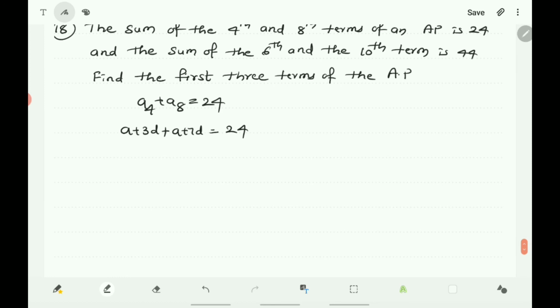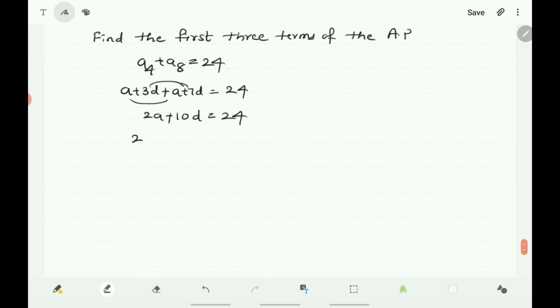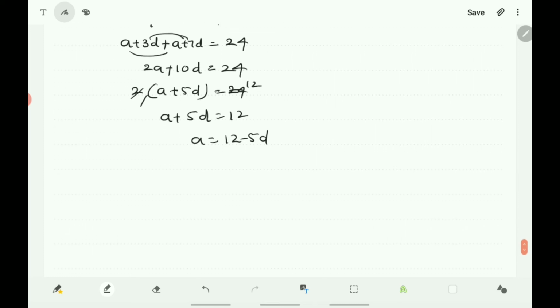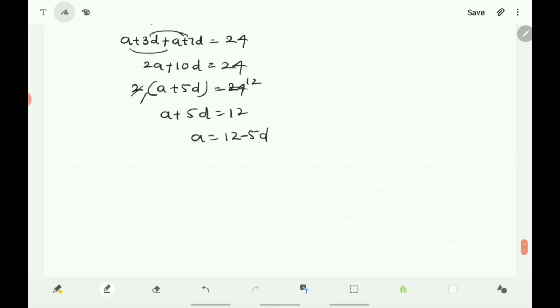So A plus A, 2A, plus 7D plus 3D, 10D is equal to 24. If 2 is taken as common, that becomes A plus 5D is equal to 12, since 24 divided by 2 is 12. And A is equal to 12 minus 5D. Consider this as the first relation.